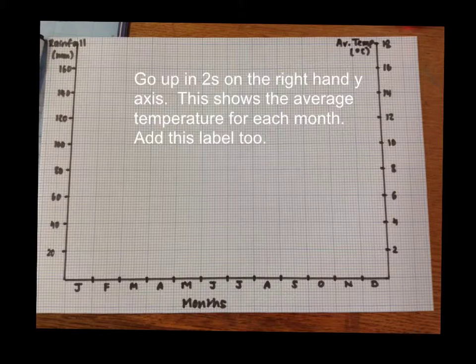Okay, next step is to do this right-hand y-axis. That's what makes a climate graph slightly different, is that it's got two y-axes. So this time we're not going to go up in 20s, we're going to go up in 2s on the right-hand side. Now these figures show the average temperature for each month, so make sure that you add this label too. I haven't got space above 18 to do it, so I've just done it alongside. Notice as well how I've abbreviated that in order to fit it in, so I've just put av temp, but I haven't forgotten my unit of measurement, so I've got degrees Celsius there.